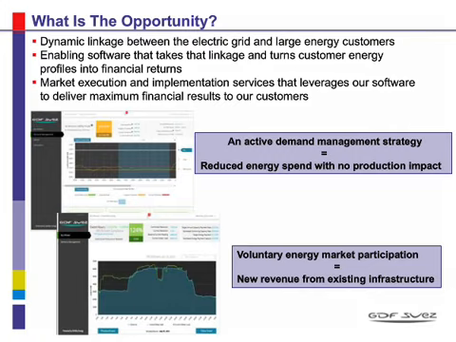So what does this opportunity really look like? Well, it creates a dynamic linkage between the electric grid and the energy consumer, enabling software like that which is offered by Veridity through GDF and others creates that linkage and turns customer energy profiles into assets that can be essentially sold and traded on the grid, but all under your direction and control. An active demand management strategy equals a cost reduction opportunity with minimal or no production impact in many cases. Voluntary energy market participation creates new forms of revenue potential that could also be used to offset your net energy cost.